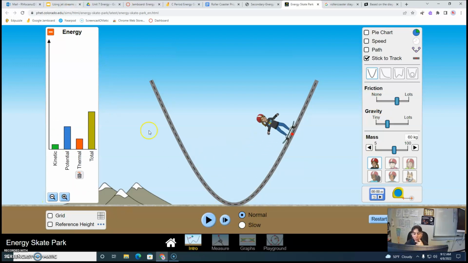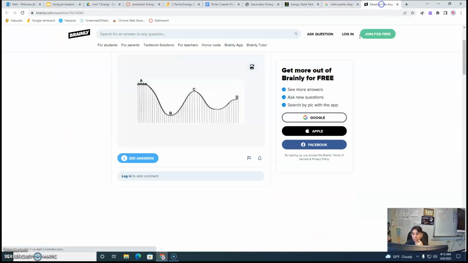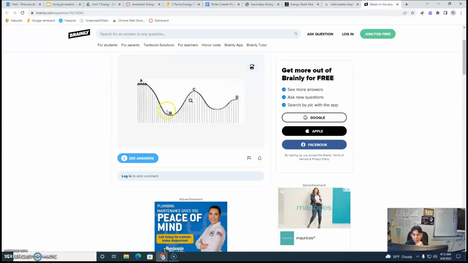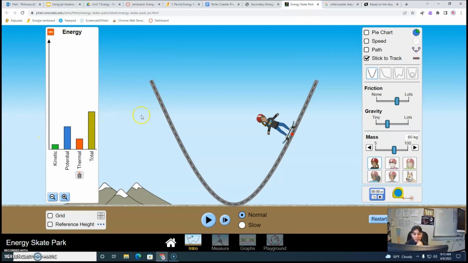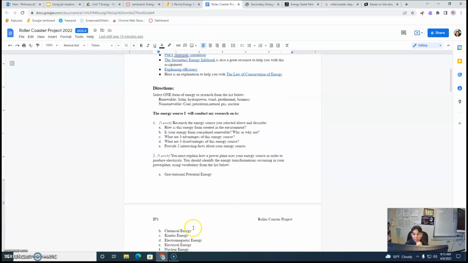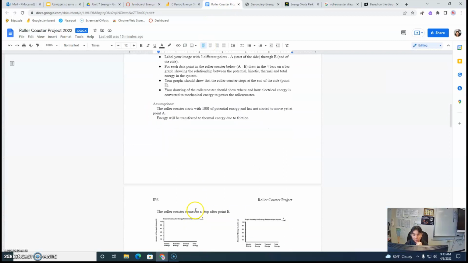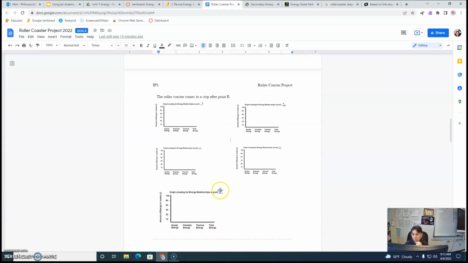All right, so you see how we work through how the energy converts from one form to another at different points in the ride. This is what is expected for your project as well. So at different parts of the roller coaster ride, at point A, point B, point C, point D, and point E, which is at the end, you need to draw a graph like this for each one of those points, showing what is happening with the energy.